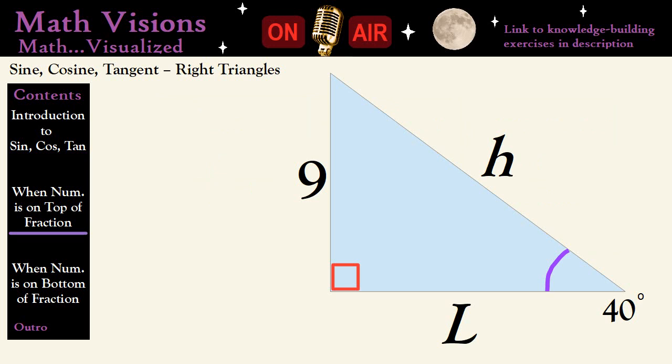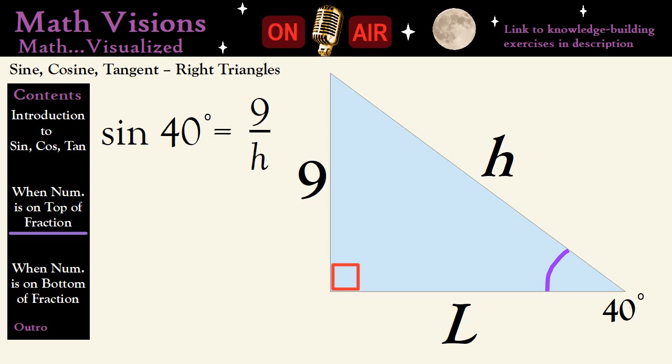Now, we have a triangle with a 40-degree angle opposite a line measuring 9 units. Since we know the measurement of a line opposite our angle, we'll use the functions involving opposite in order to calculate the hypotenuse, h, and the other leg, L, of our triangle. We'll start with sine, the function that includes opposite and hypotenuse. Let's write the algebraic equation sine 40 equals 9, our opposite side, divided by h, our hypotenuse.